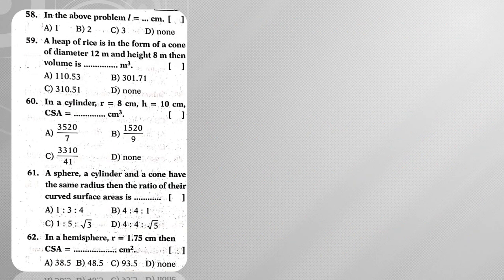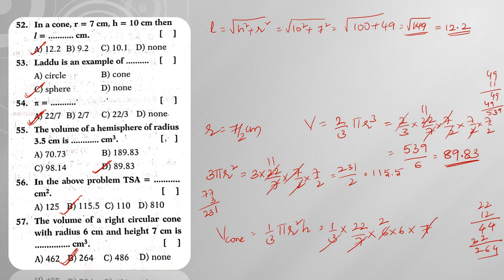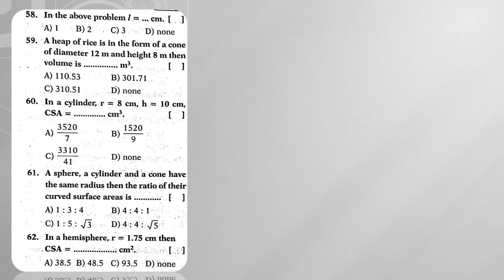Next, in the above problem, what is the value of L? If you observe the previous problem, L is equal to root over h square plus r square. Height is 7, radius is 6. So square root of 6 square plus 7 square, which gives me 36 plus 49, which is 85. So this is nearly equal to 9 point something. From the options we don't have 9 point something, hence the answer is none.